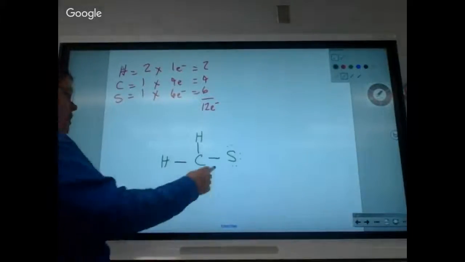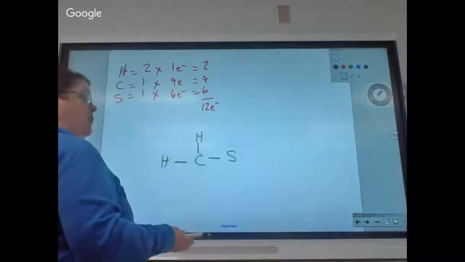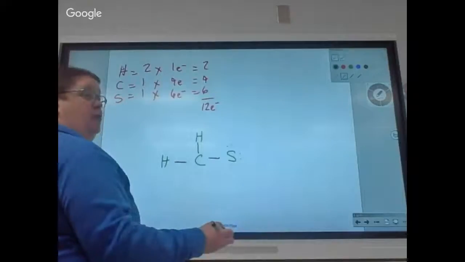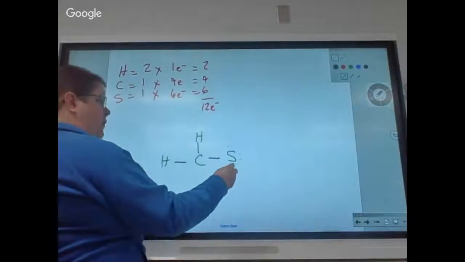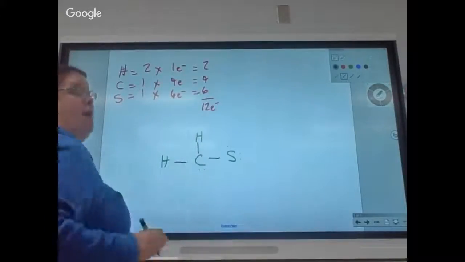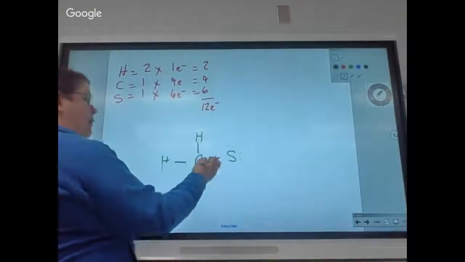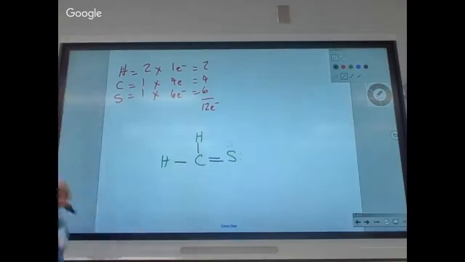You got to erase some electrons here and put them where? In between, because the only place we can erase those 2 to be any good is in the middle. Because if I erase them from here and I put them there, C has 8, but S now only has how many? 6. So when I erase them, I got to put them in the middle to help them out.